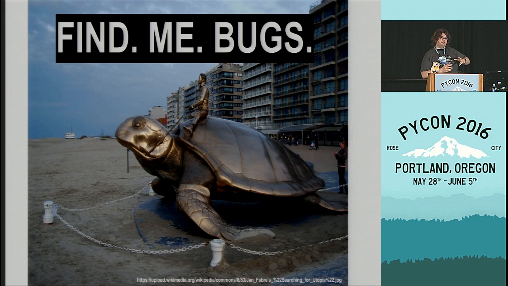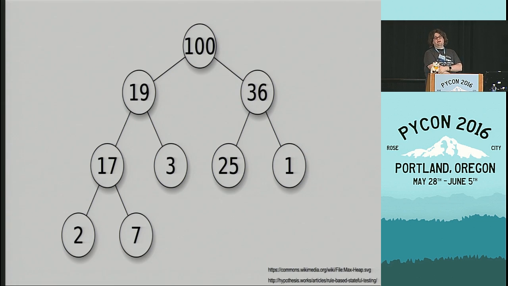But when you do this, what you're effectively building is a vessel for hypothesis to go out, search the search space, and bring you back bugs. Find me bugs, test suite. Bring them back. And here's what that looks like. So I got an example here.